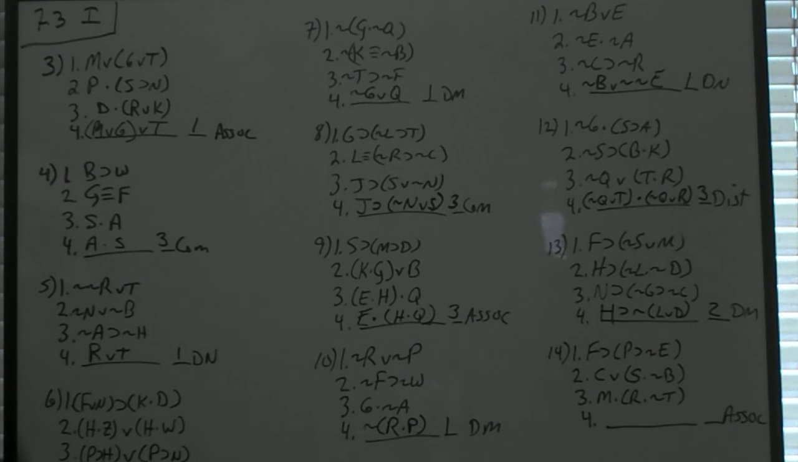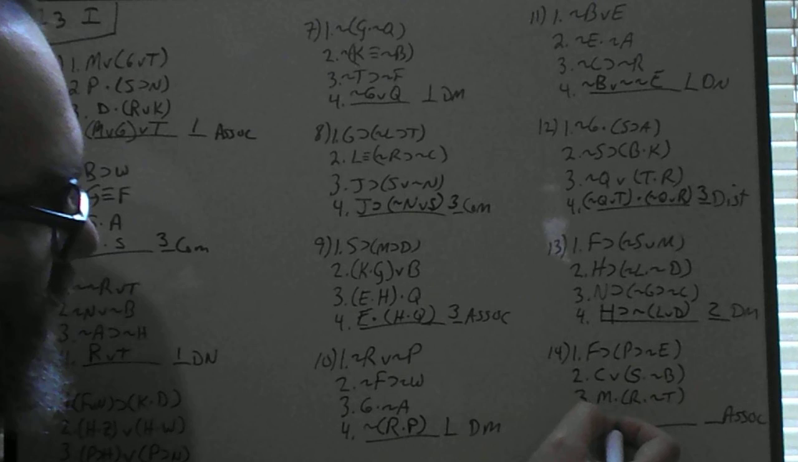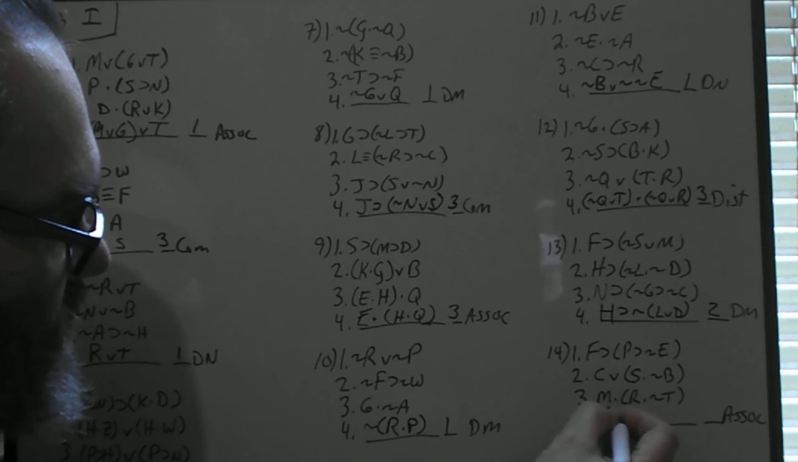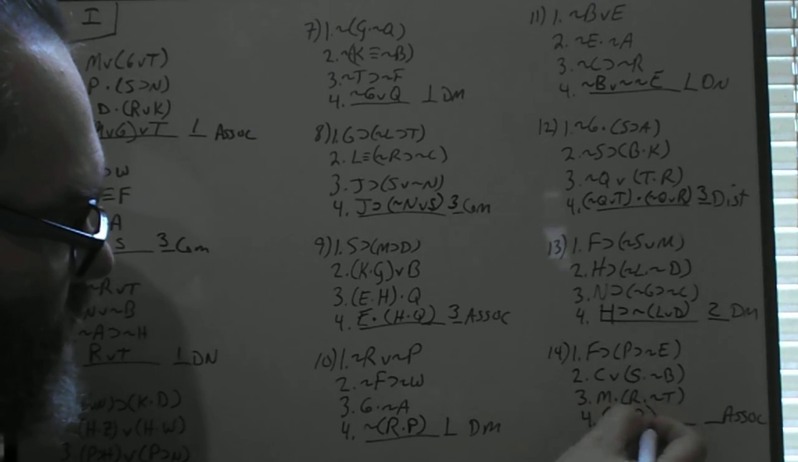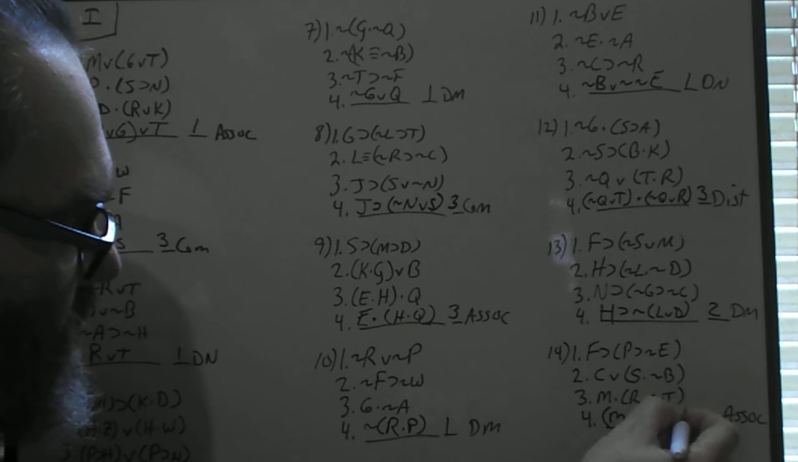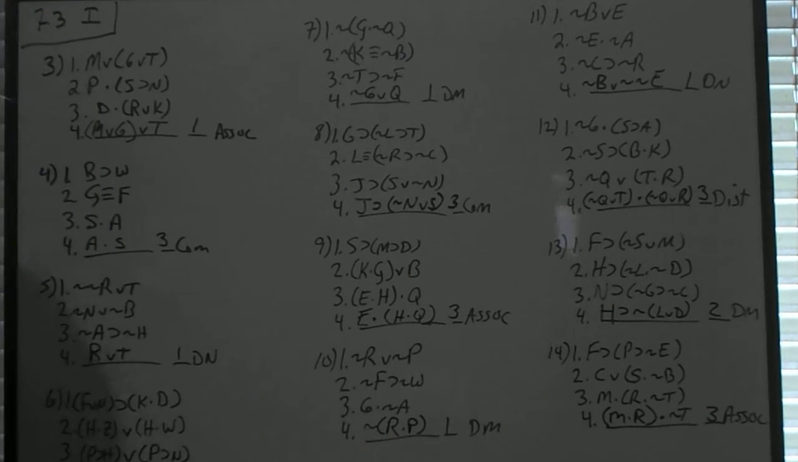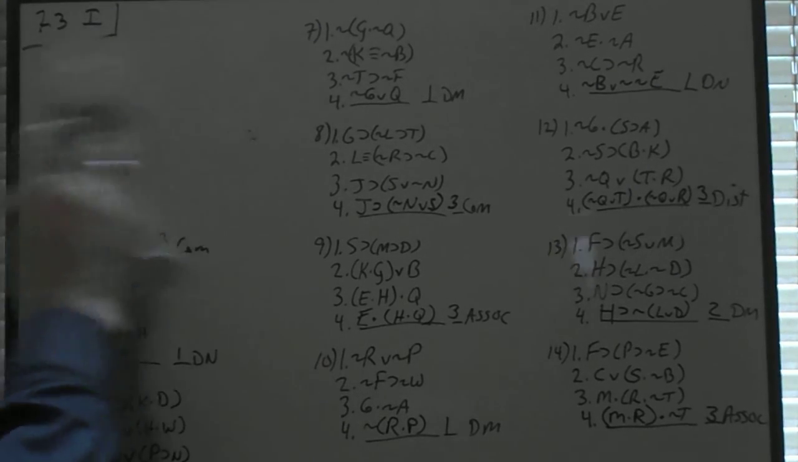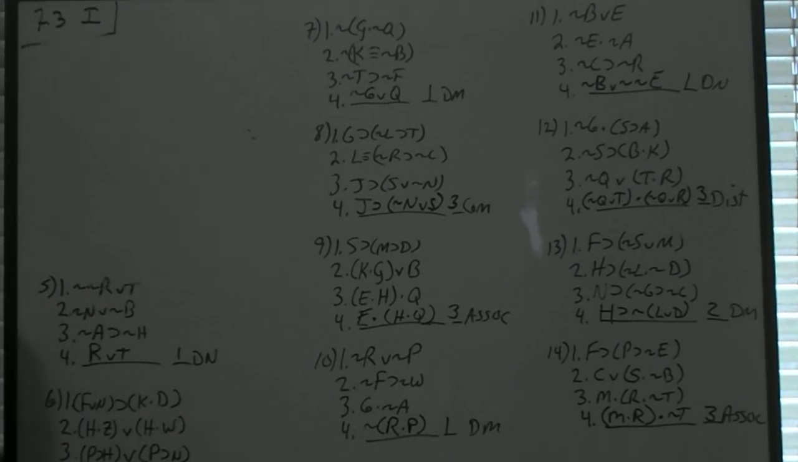14, we have F then P then not E, C or S and not B, M and R and not T, and again they want associativity. The only one that applies there would be line 3, and so we just shift the parentheses. It becomes M and R in parentheses and not T, from line 3 through associativity. And then 15, which I didn't have room for initially, we'll take a look at right now.